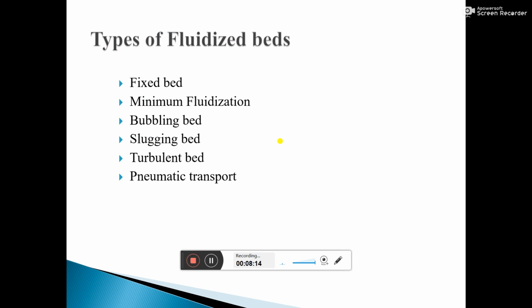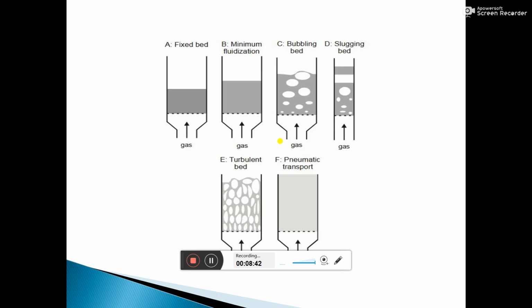I don't know if it is safe to say that it is types of fluidized beds or stages of fluidized beds, because each type of fluidized bed is a different stage of velocity of the flow. We shall discuss in the slide that the 6 types of fluidized beds are fixed bed, minimum fluidization, bubbling bed, slugging bed, turbulent bed, and pneumatic transport. First one is fixed bed. Fixed bed is when the upward motion of the gas is very less.